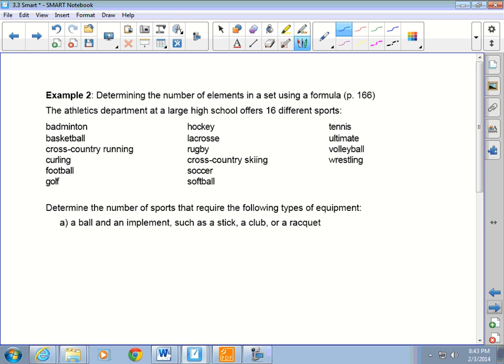So example 2 says the athletics department of a large high school offers 16 different sports: badminton, basketball, cross-country running, curling, football, golf, hockey, lacrosse, rugby, cross-country skiing, soccer, softball, tennis, ultimate frisbee, volleyball, and wrestling. So they want us to determine the number of sports that require the following types of equipment: a ball and an implement, so something like a stick, a club, or a racket. This is an intersection one, so it's a ball and a piece of equipment to go with it that you need to hit with.